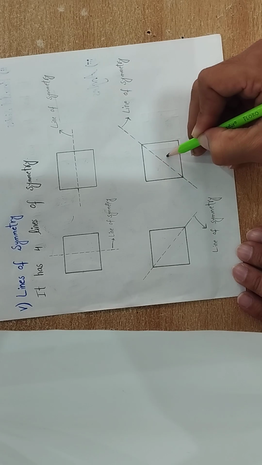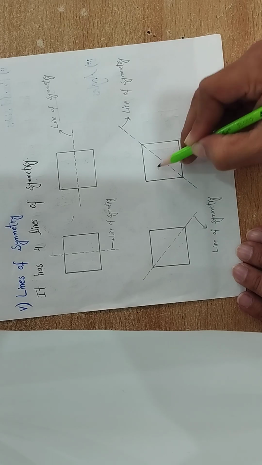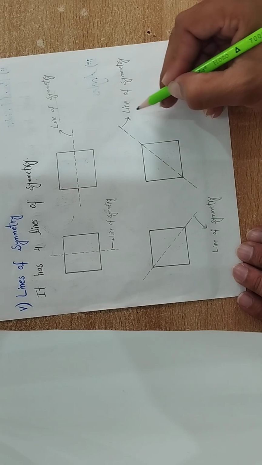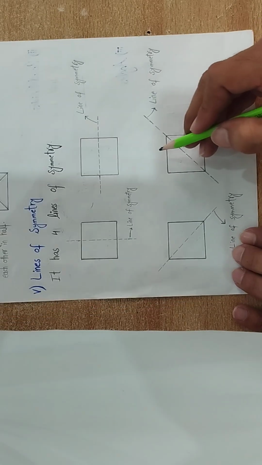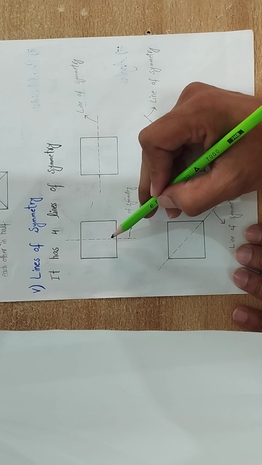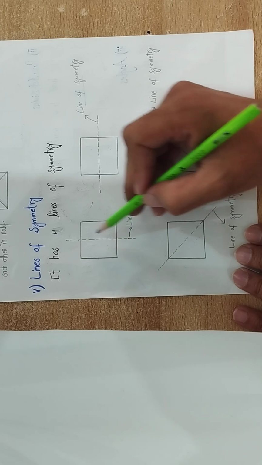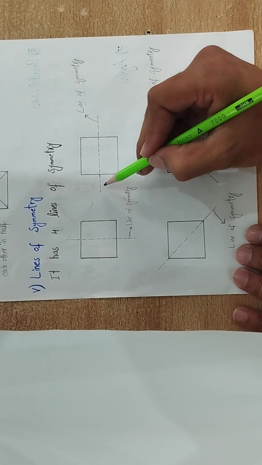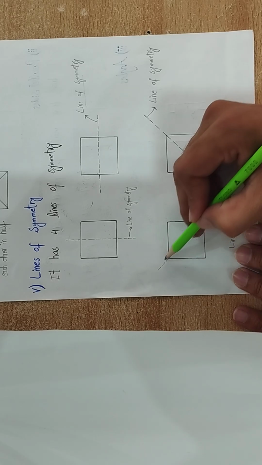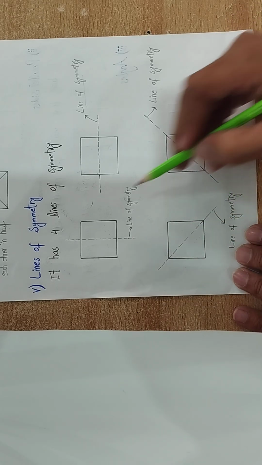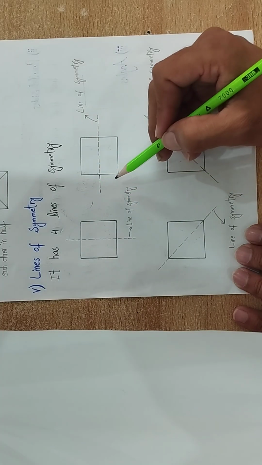Therefore these two are exactly equal. As this line is dividing the shape into exactly two equal shapes, therefore this line is a line of symmetry for this shape. So we can draw four lines of symmetry in this square shape: one vertically, one horizontally, and then the two lines diagonal wise, this one and then this one.